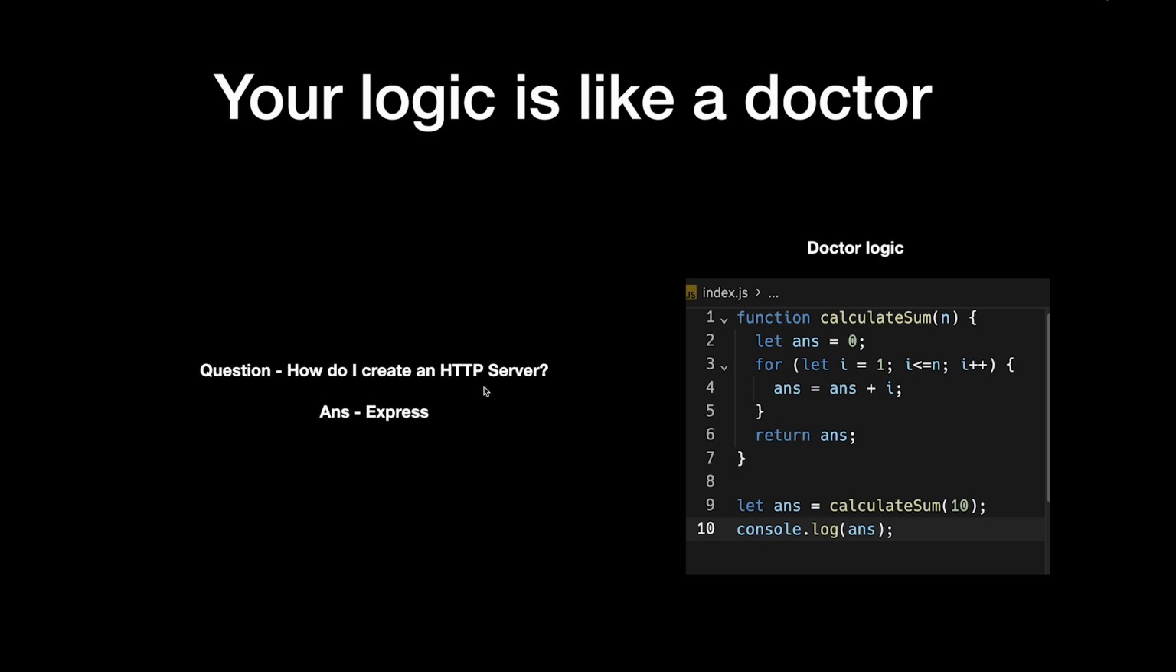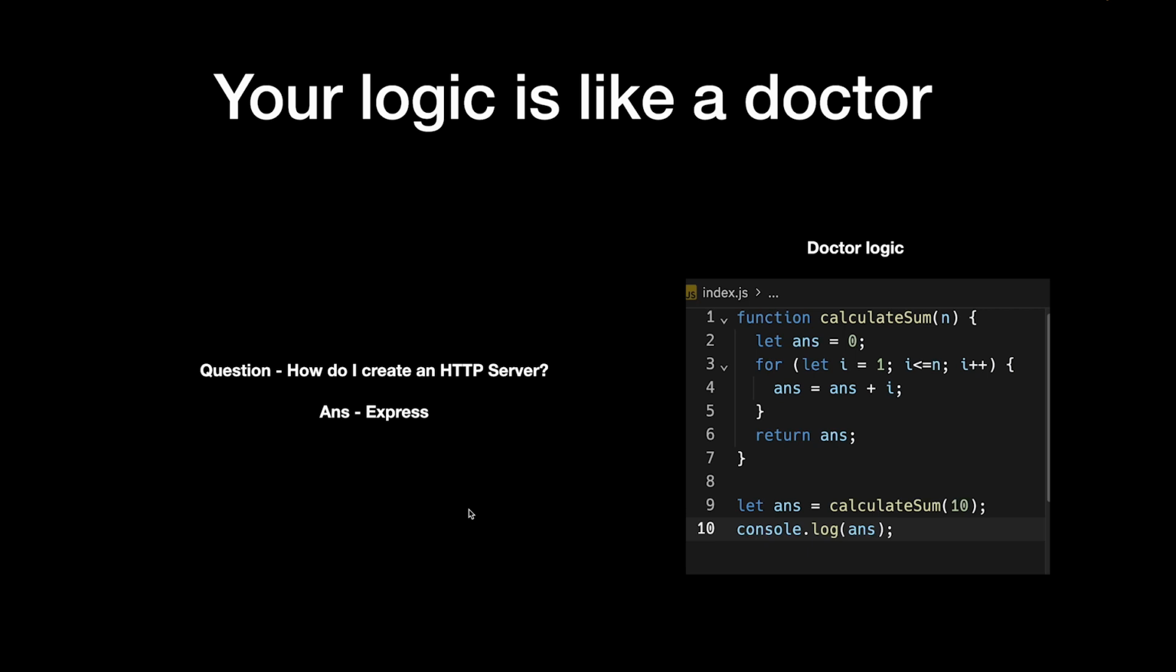The question at this point is, how do you create HTTP servers? I have this logic. How do I expose this to the world, Harkirat? And the answer is, Express is one way. You might have heard of Spring Boot in Java. That is another HTTP server. HTTP is a protocol. You can write it in any language of your choice. It doesn't have to be Node.js. So Node.js is just one.